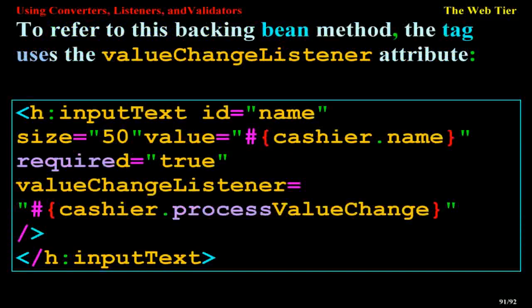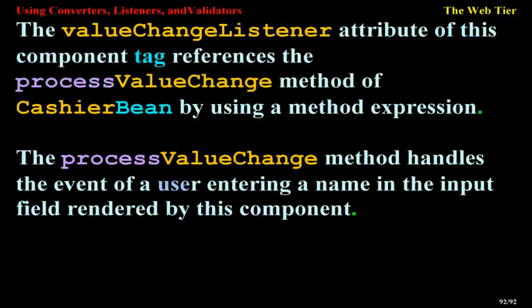To refer to this backing bean method, the tag uses the valueChangeListener attribute. <h:inputText id="name" size="50" value="#{cashier.name}" required="true" valueChangeListener="#{cashier.processValueChange}"/> The valueChangeListener attribute of this component tag references the processValueChange method of the cashier bean by using a method expression. The processValueChange method handles the event of a user entering a name in the input field rendered by this component.